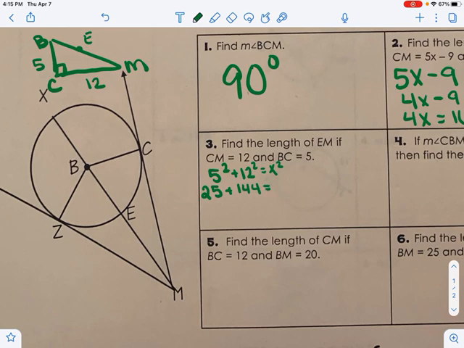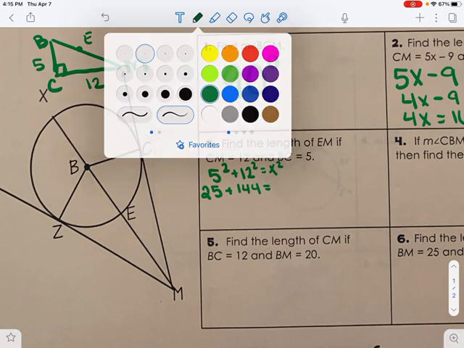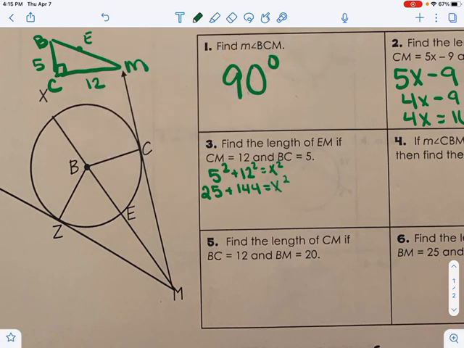5 squared is 25, 12 squared is 144. X squared stays x squared. So add the two together. We get 169 is equal to x squared. Then we take the square root of 169 and we should get 13. So I know the entirety of BM is 13.